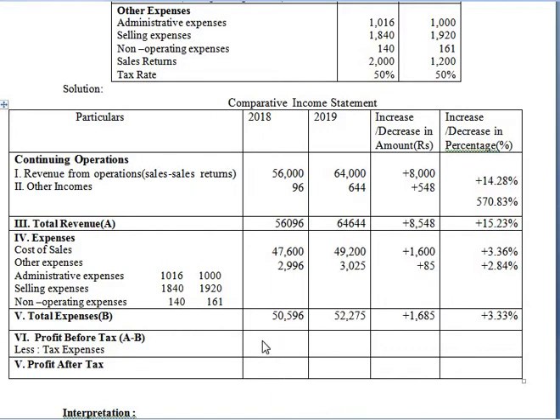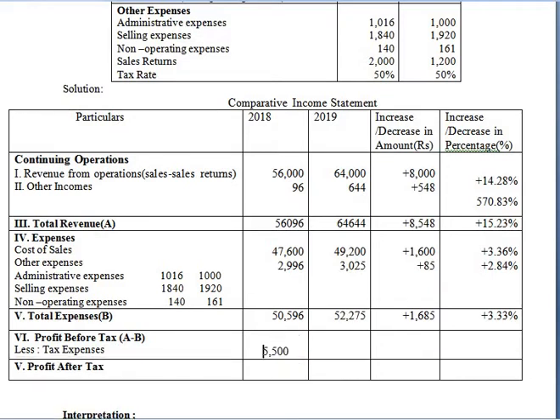Okay, now we have to find out what? Profit before tax. How you will find out? Total revenue minus total expenses, that is A minus B. 56,096 rupees minus 50,596 is equal to how much? 5,500. Okay, 5,500.